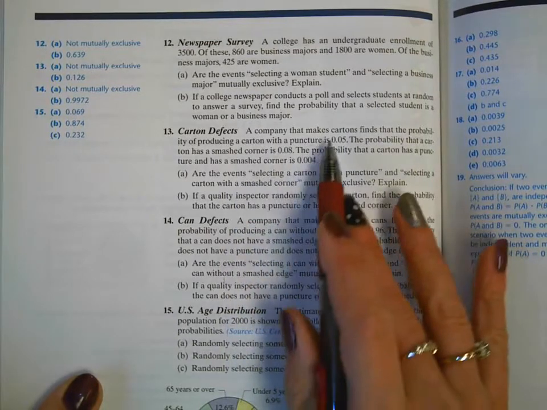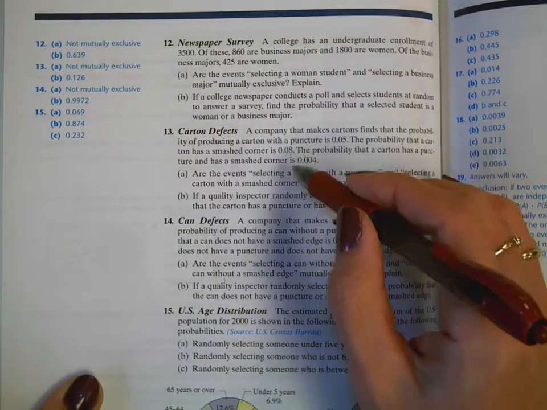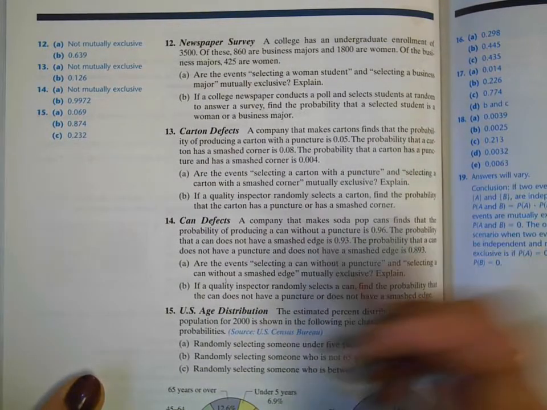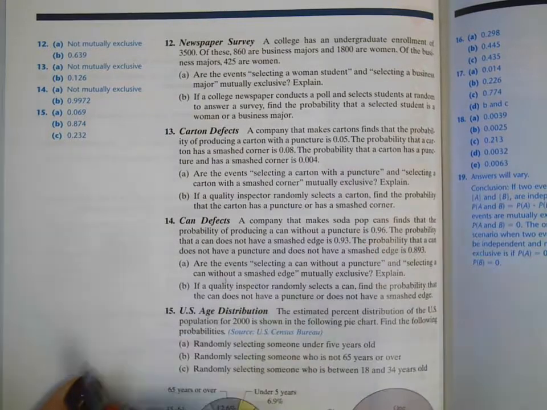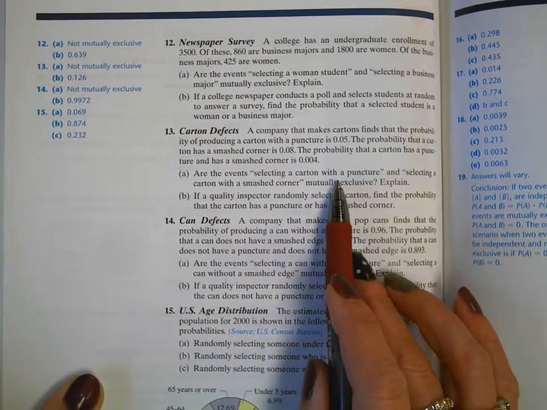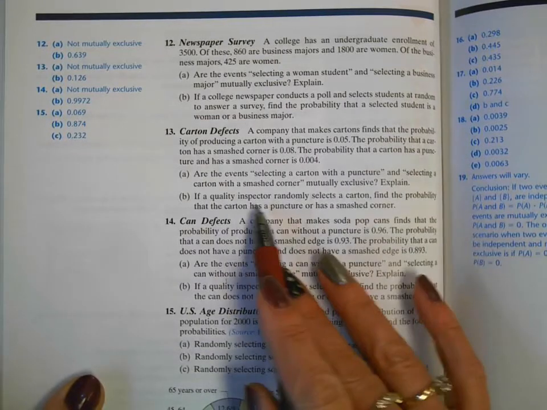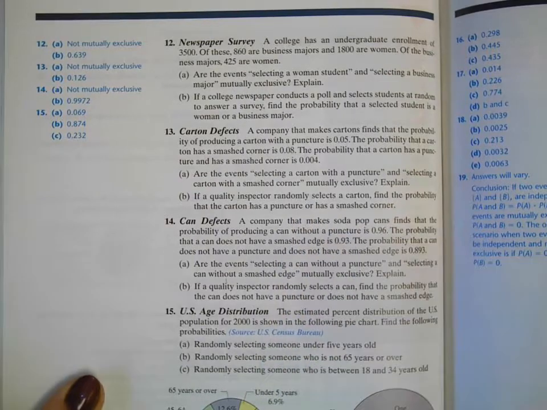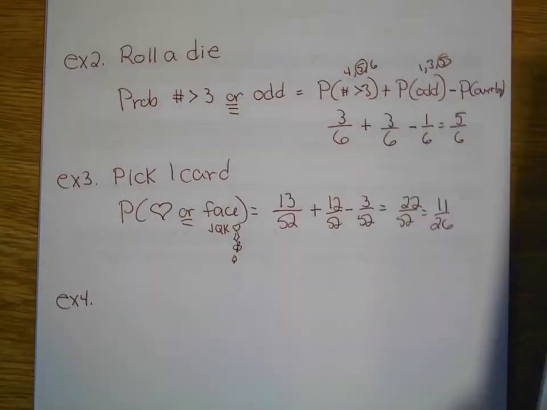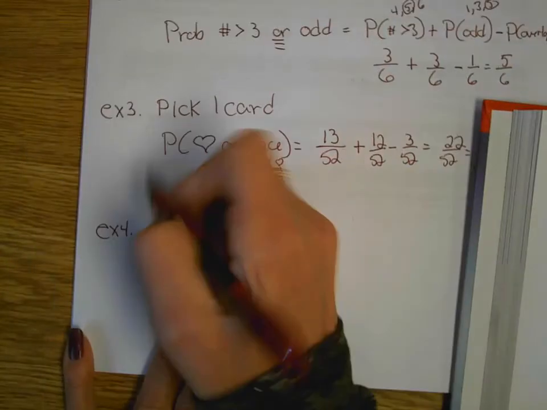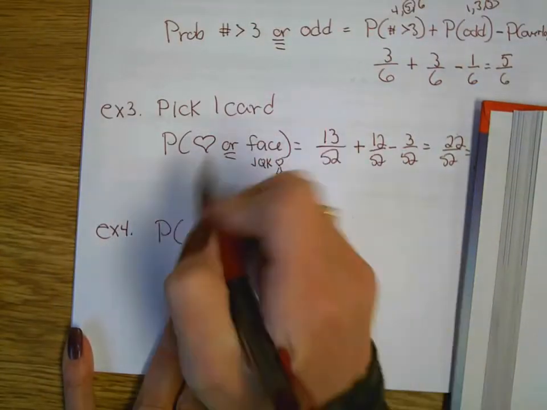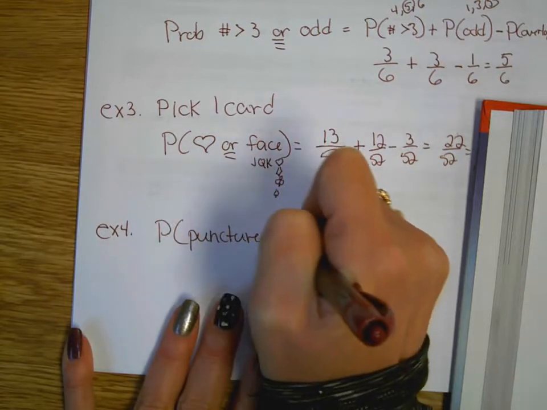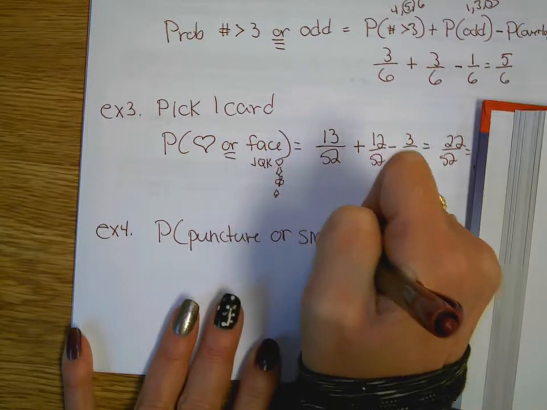So first of all, are these two events mutually exclusive, having a puncture or a smashed corner? You got to ask yourself, is it possible that one of my containers has both of them? Well, they say it is right here. It does happen. So there is overlap. So these are not mutually exclusive. So we're going to find the probability that a randomly selected carton has a puncture or has a smashed corner. So the probability that your carton has a puncture or smashed corner.